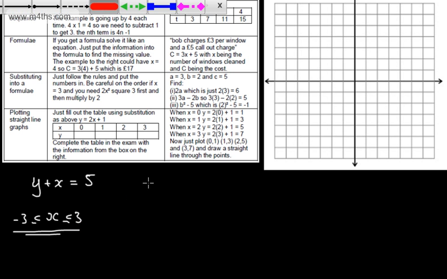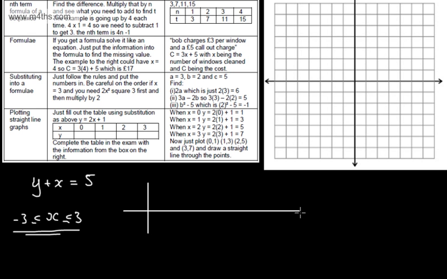The way I like to do this is slightly different, but again, you can revert back to writing this now if you wanted as y is equal to 5 minus x. If you see it that way round, that's perfectly fine. So what we're going to have is x and y's. So we're taking x from -3, so we'll have -3, -2, then we'll have -1, we'll have 0, we'll have 1, we'll have 2, and we'll have 3.